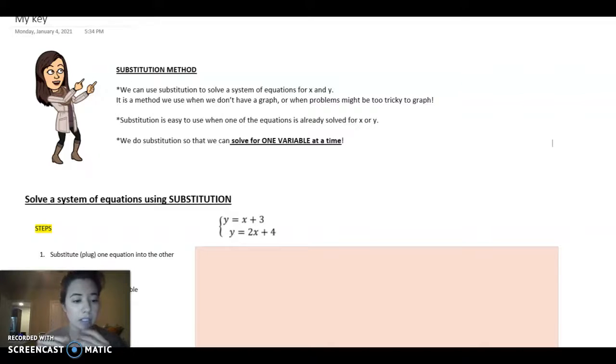So again, this is solving a system using substitution. Sometimes we will not have graphs given. Sometimes the numbers are too complicated to use a graph. And sometimes you're just going to be told, solve using substitution.